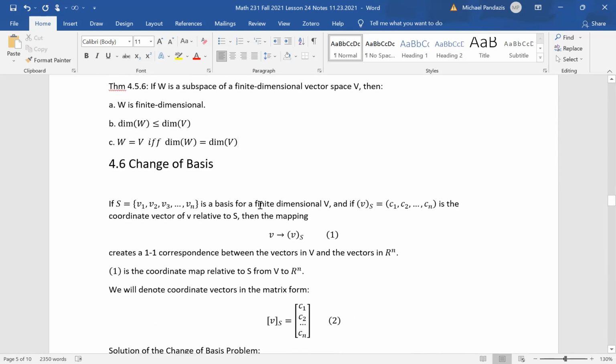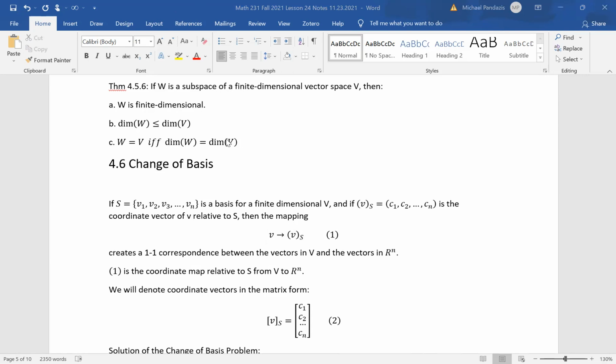Now 4.6 is about change of basis. If S is a basis for a finite dimensional vector space V, and the coordinates of a vector V relative to S are C1 to Cn, then the mapping that sends a vector V to its coordinates relative to the fixed basis S creates a one-to-one correspondence between the vectors in V and the vectors in Rn. I'm going to go to the whiteboard and illustrate that.